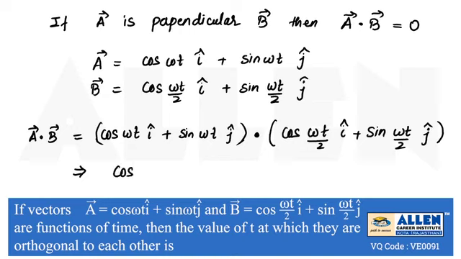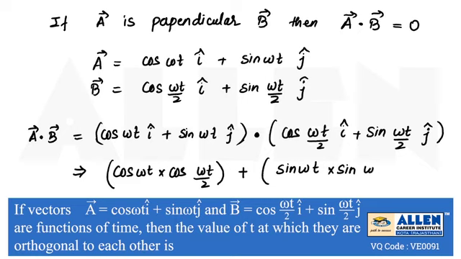The coefficient of i cap is cos omega t in the first bracket and cos omega t by 2 in the second bracket, so we will directly multiply them. The coefficient of j cap is sin omega t in the first bracket and sin omega t by 2 in the second bracket. So this is the result of the dot product.